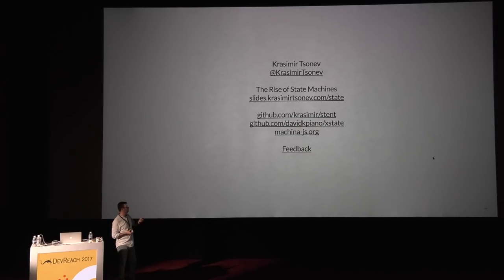And probably the biggest one, Machina.js. The problem of Machina.js is that it's really an API for defining state machines, but you don't have these Redux-like reducers, for example. There is a way, but it's not part of the library, to connect it to React, for example.